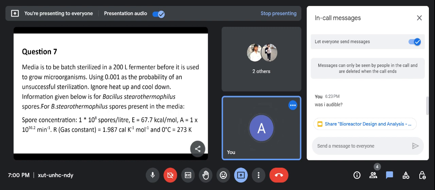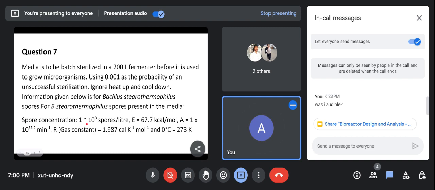So let's move on to question number 7 in case you don't have a doubt. The information given to you is that the media is to be batch sterilized in a 200-liter fermenter before it is used to grow microorganisms, using 0.001 as the probability of unsuccessful sterilization. Since 0.001 is a small value compared to 1, the probability of successful sterilization is high. You have to ignore the heat up and cool down, and the information given is for Pyrolobus thermophiles.